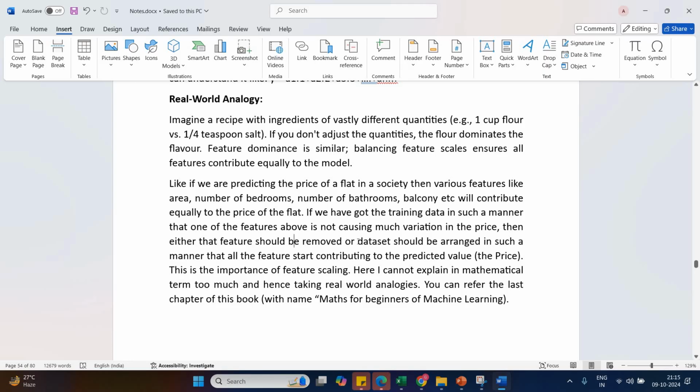So I hope with this real world analogy you will be able to understand what we are trying to understand here. We are trying to understand that the training data that you have got to train your model so that it can predict something is really important, and you need to arrange that data, or you need to normalize that data. That is the keyword, normalization. You need to arrange the features and the respective values under those features in such a way that every feature is contributing equally to prepare a prediction model. That's the purpose of normalization, which is one of the topics that we are discussing in this video.